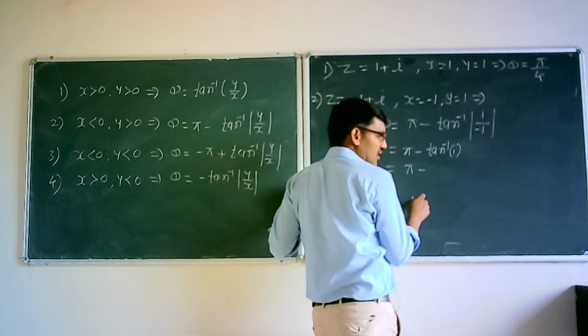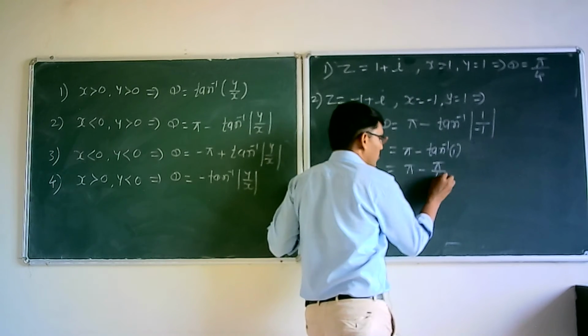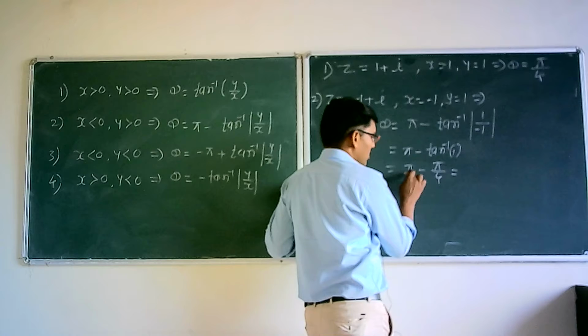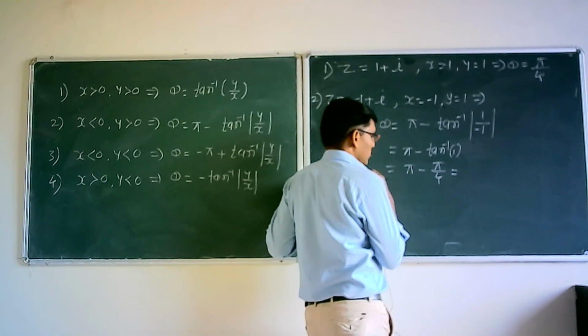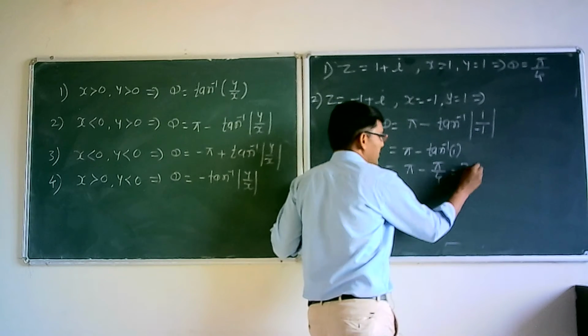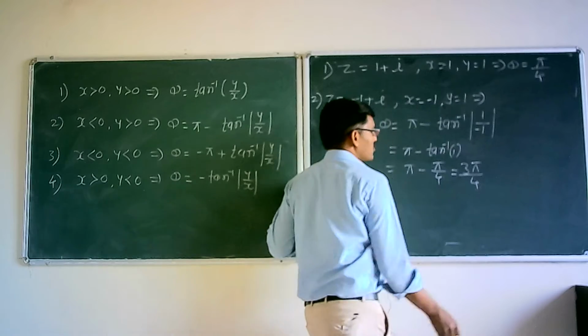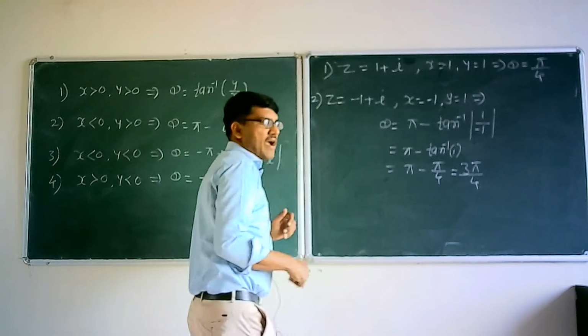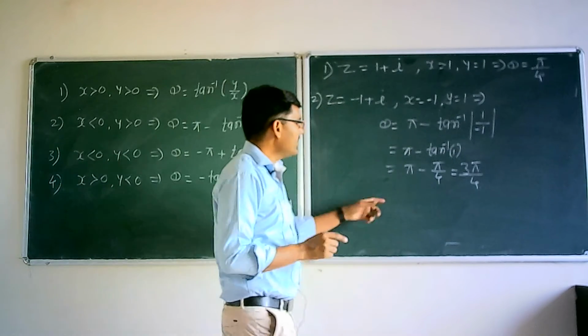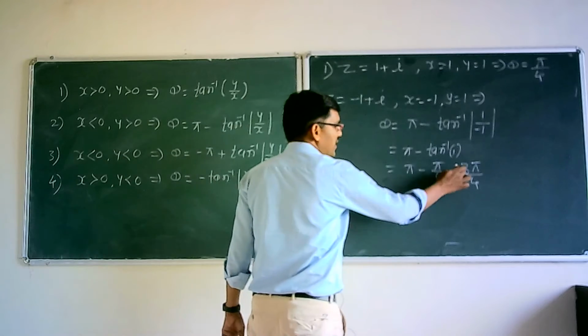But what is tan inverse of 1? I just showed you the table. Tan inverse of 1 is what? Pi by 4. So if you simplify this, it is equal to 4 pi minus pi over 4, which is 3 pi by 4. So if z is equal to minus 1 plus i, then theta is equal to 3 pi by 4.